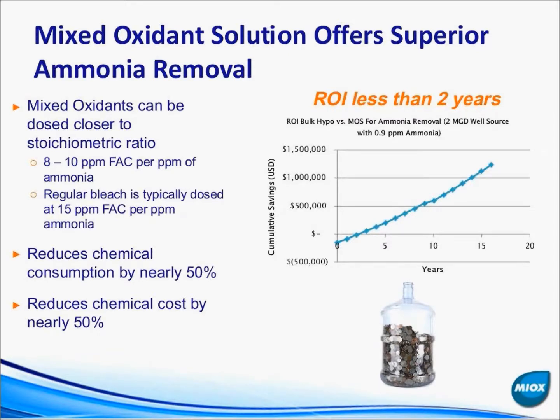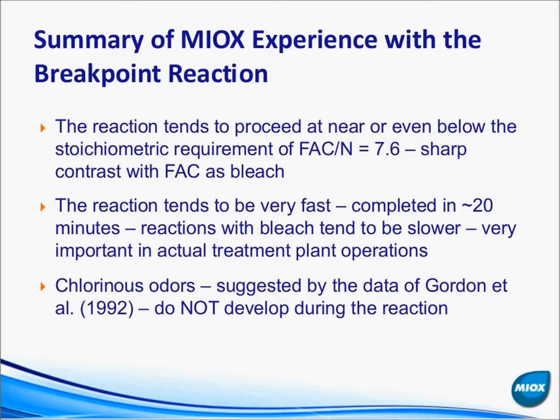And this just shows a typical ROI that you'd see for, in this case, a 2 MGD well source with 0.9 part per million of ammonia. And you can see the ROI crossover point here is at less than 2 years. So when comparing against regular bleach delivery, mixed oxidants can save you a lot of money in breakpoint chlorination from both the perspective of a reduced cost on a per pound basis, as well as reduced chemistry necessary to achieve the effect.